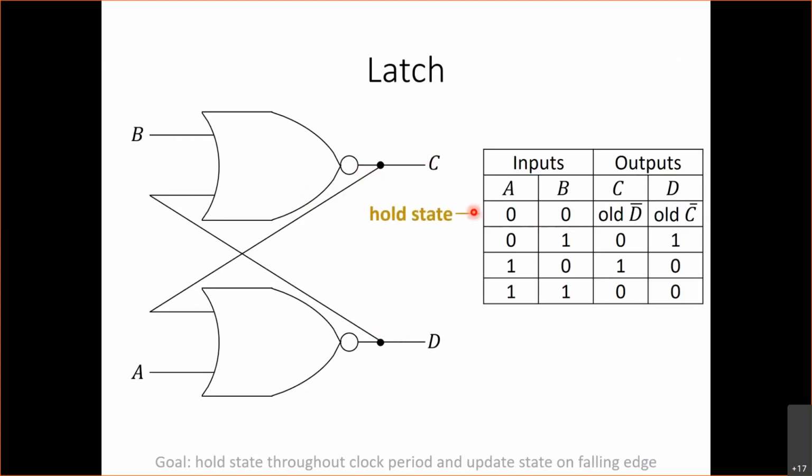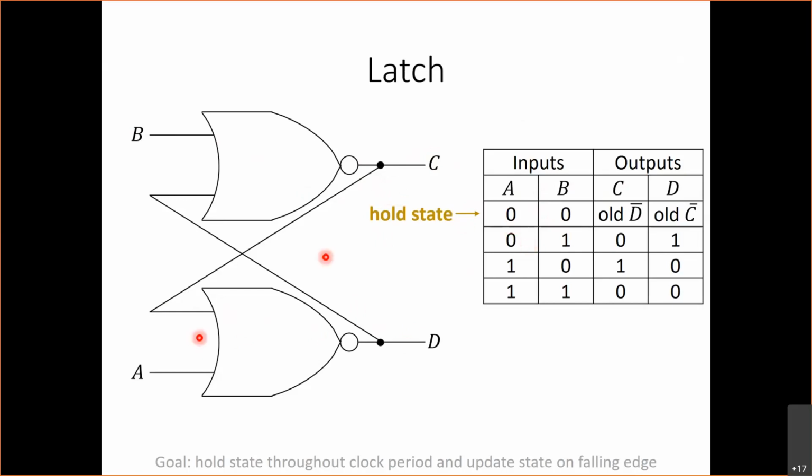So here, A and B being 0, 0, this will hold the state, and this is partially what we want. We want to be able to hold the value inside of a circuit, so a latch does that. If I set A and B to 0, 1, let's see what happens then.